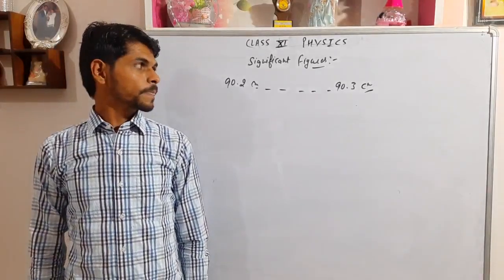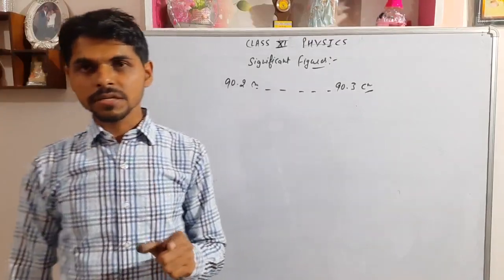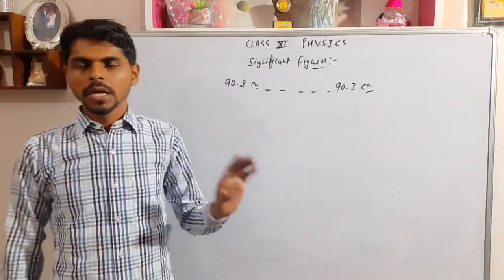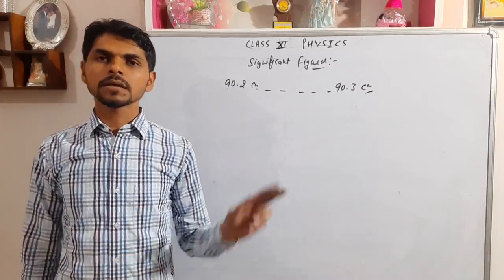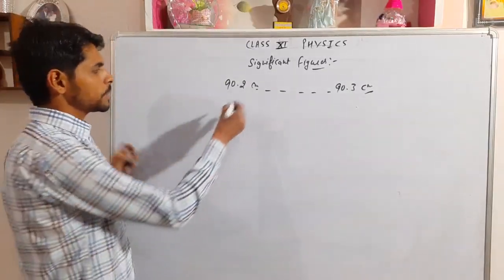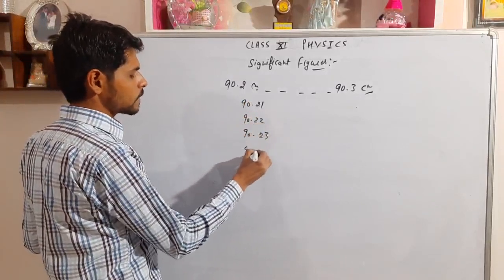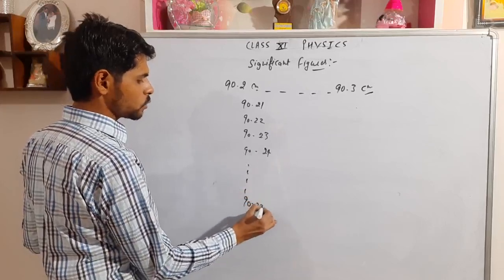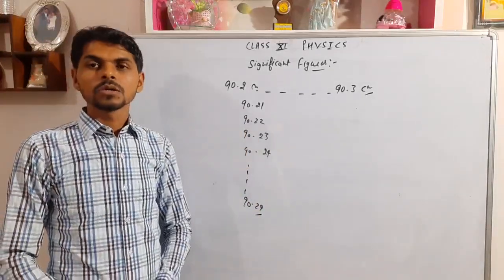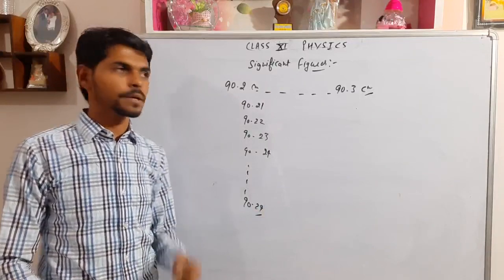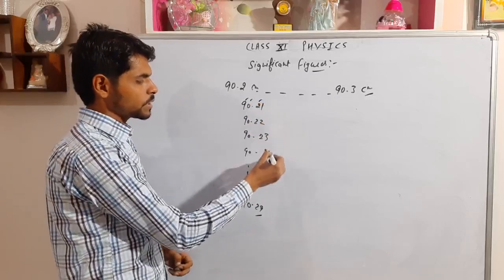So we are sure about what are the significant figures. Listen carefully: the digits in a measurement we are sure about are called significant figures. It means we are sure that the length of the table is in the 90 series, but after the decimal, between 2 and 3, it may be 90.21, 90.22, 90.23, 90.24 up to 90.29. So it may be any value, we are not sure which. It means we are sure that 9 is there, 0 is there, 2 is there. We are not sure whether it is 1, 2, 3, 4, 5, 6 up to 9.